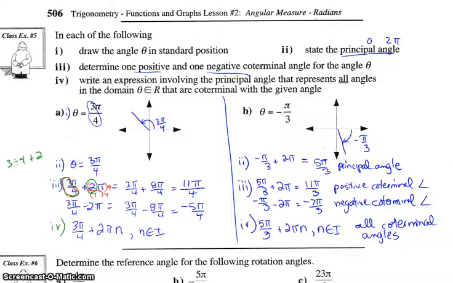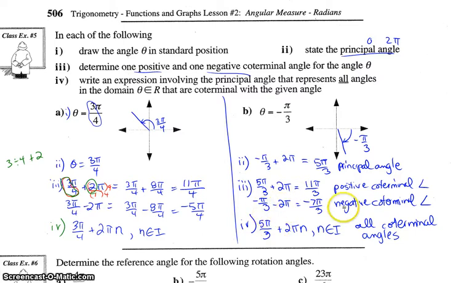Okay, so our principal angle should have turned out to be 5 pi over 3. For the positive coterminal angle, I took the 5 pi over 3 and added 2 pi, because if I took negative pi over 3, I would just get the angle we already have, which is 5 pi over 3. So we should get 11 pi over 3. Now you could have any other ones. You could have added 2 pi again to get another one, or 2 pi again. There's many, many of them.